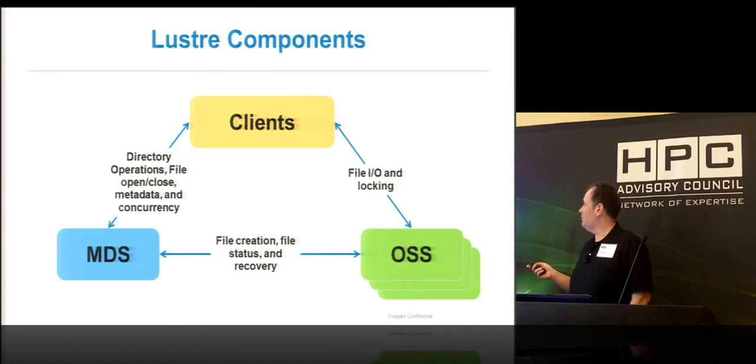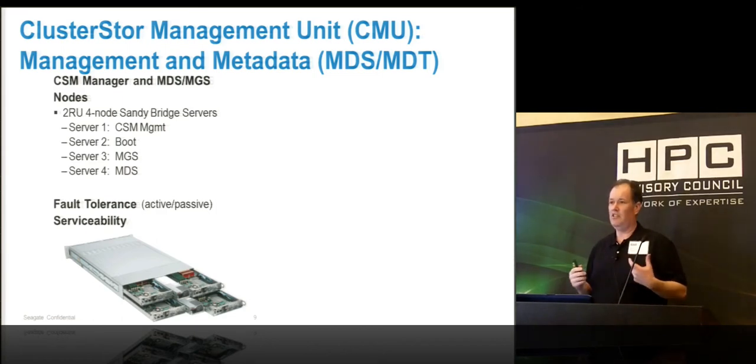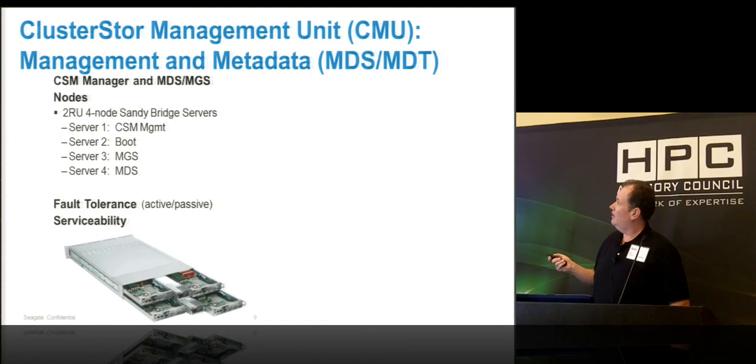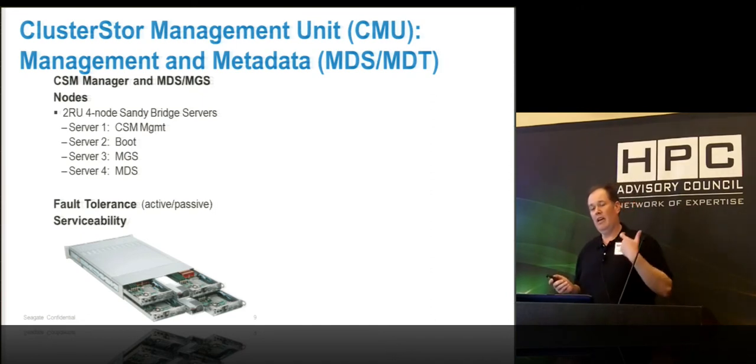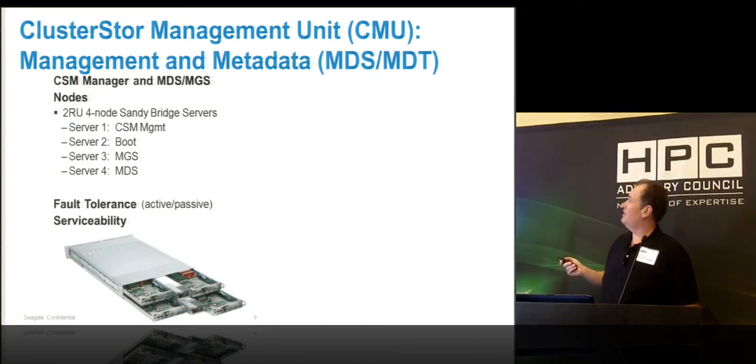So the next thing I'm going to look at is the metadata server and how we're implementing that in the Clusterstore product. And then we'll take a look at the storage server. We call it a CMU, the Clusterstore Management Unit, and that will include the 2 nodes that are doing management. This is a 2U 4-node server, Sandy Bridge servers, and this is a little picture of it. These first 2 top nodes are just going to be doing management of the entire Clusterstore, not necessarily of Lustre itself, but just for the Clusterstore, and they each have a little disk on them that you boot from initially.